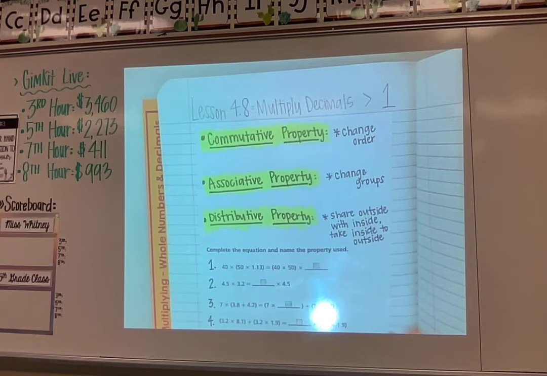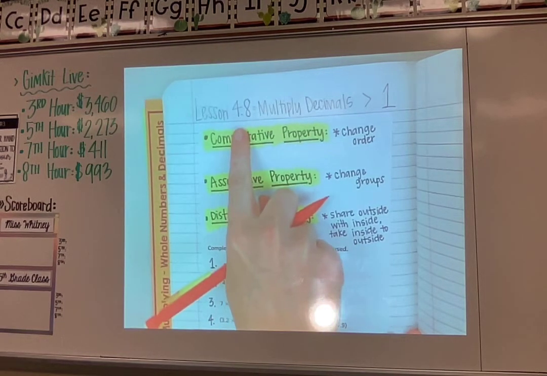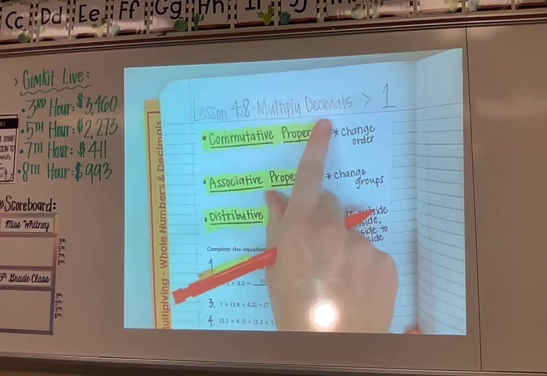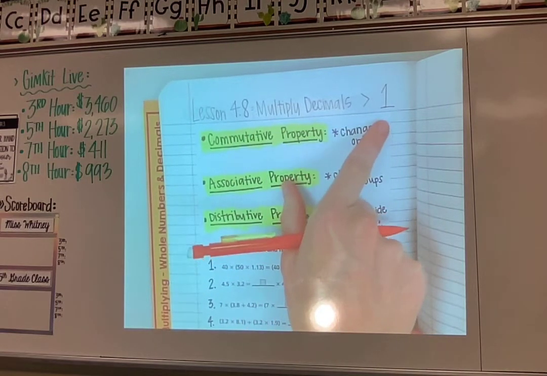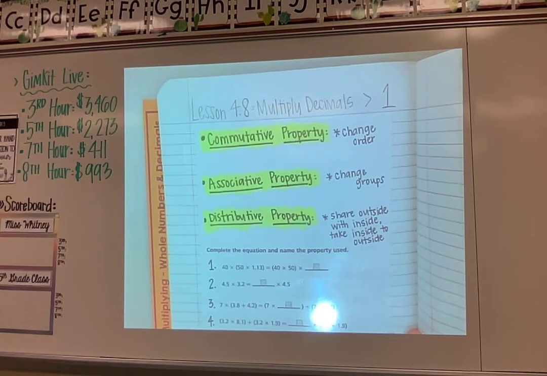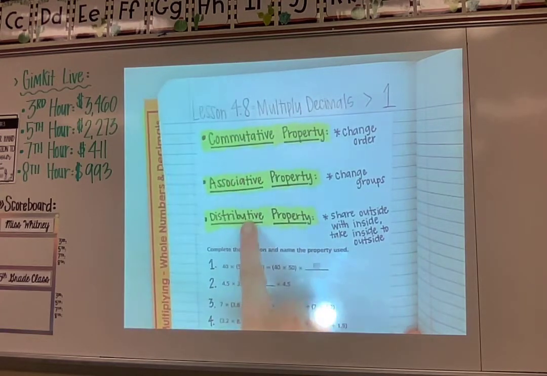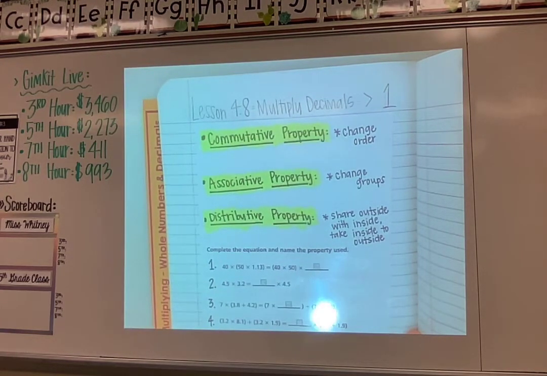Hello, fifth grade. Today's math lesson is lesson 4.8, and it is over multiplying decimals greater than 1. This is going to be a lot of the same thing. We are just multiplying decimals. They're just going to have some bigger numbers in there today, but it's just like normal. The only difference that we're going to see is that we also need to review these properties of multiplication.